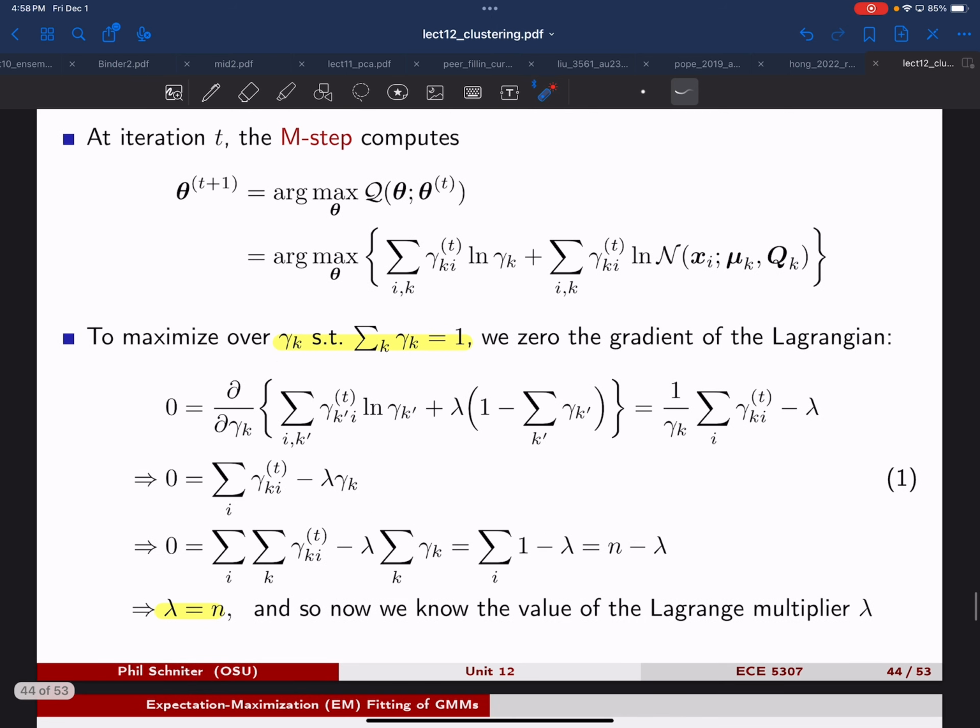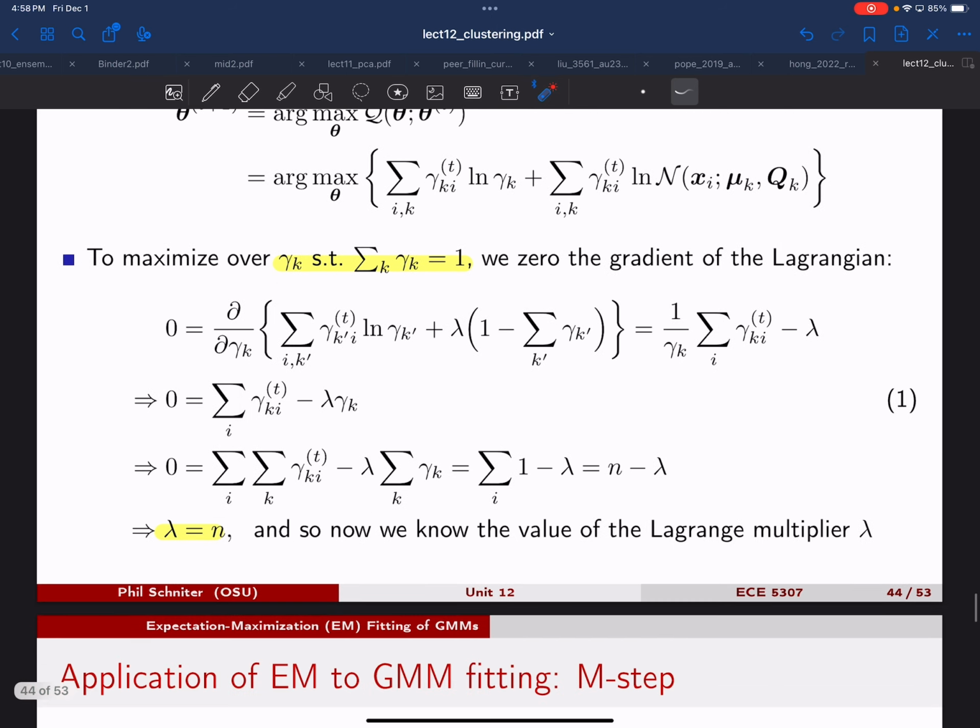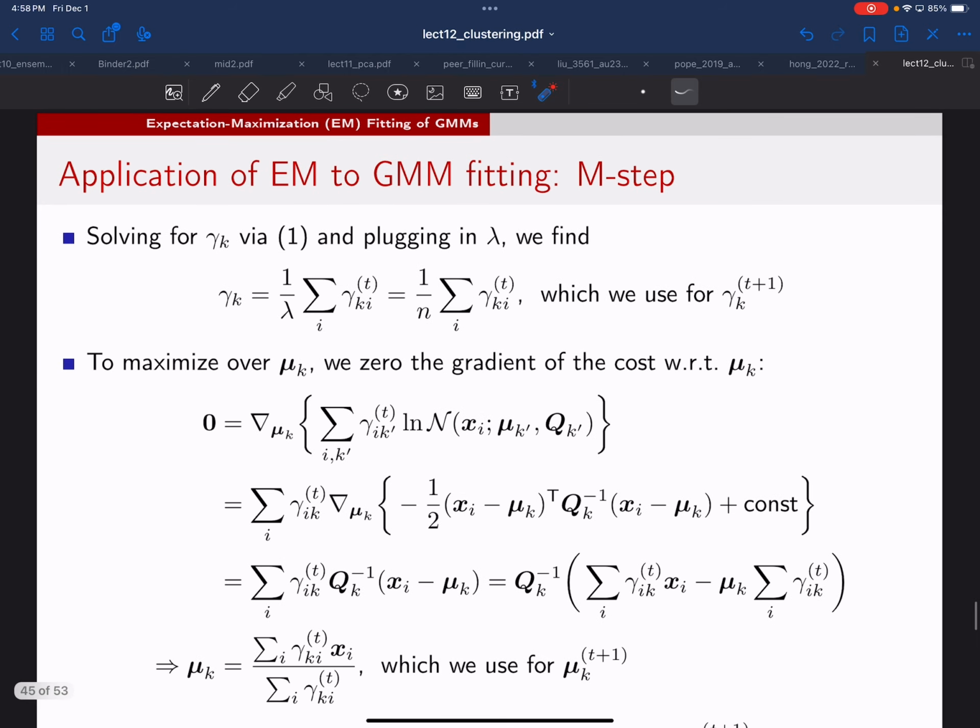The other ones are a bit easier. We have to maximize over the mu k's also. So we just set the gradient with respect to mu k of this to 0. And we've seen this stuff before. The gradient of a Gaussian, we get this nice quadratic plus a constant. Now we take the gradient of this with respect to mu k, and we get this thing here. And we can bring the q out to the front, and we know that 0 equals q times this.